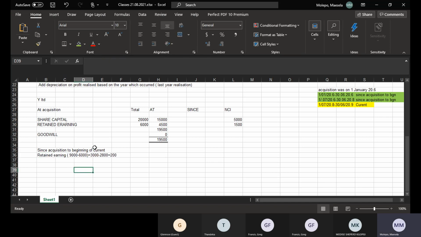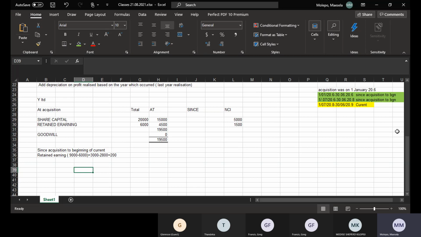But there was a certain portion which was now realized on the depreciation for the 6 months. The 6 months that we are talking about is from 1 January 2008 to 30 June 2008. Remember, the retained earnings at the beginning of the current year come from the financial year that started on 1 July 2007 up to 30 June 2008. And the one that started on 1 July 2008 to 30 June 2009 is the current year.